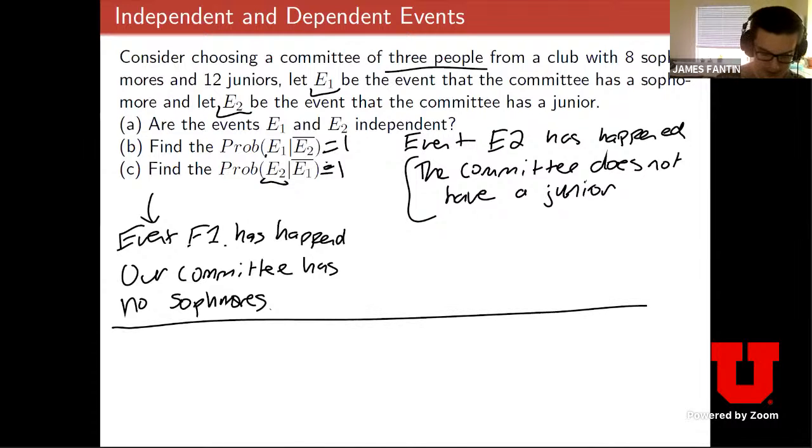Oh, yes, there's a bar here. Sorry if you didn't see that. The bar over E2 means that event didn't happen.